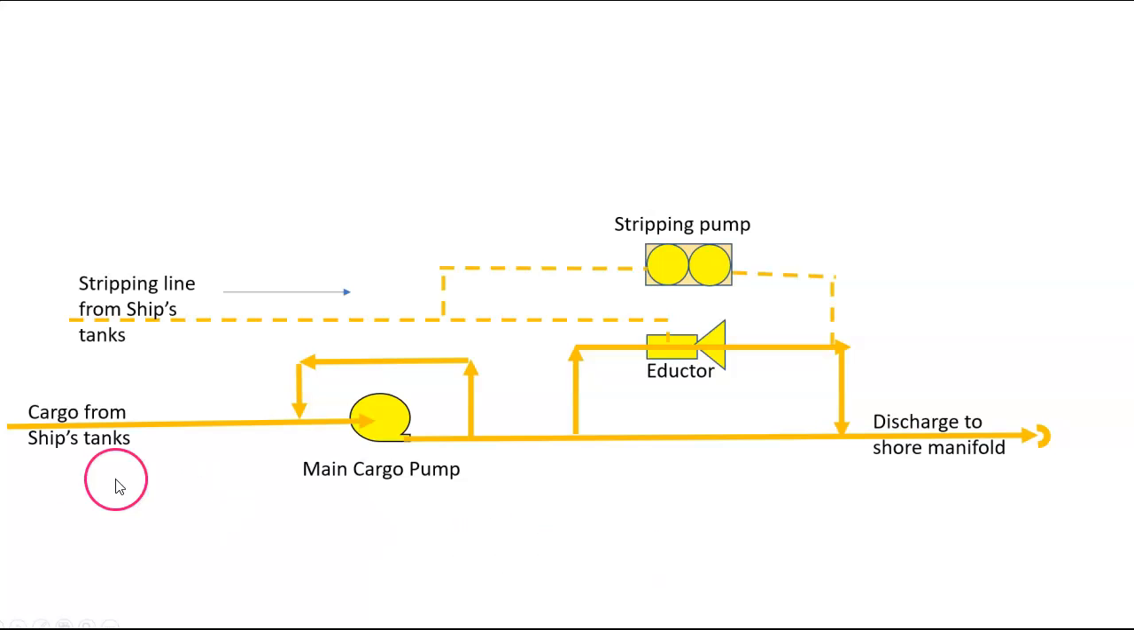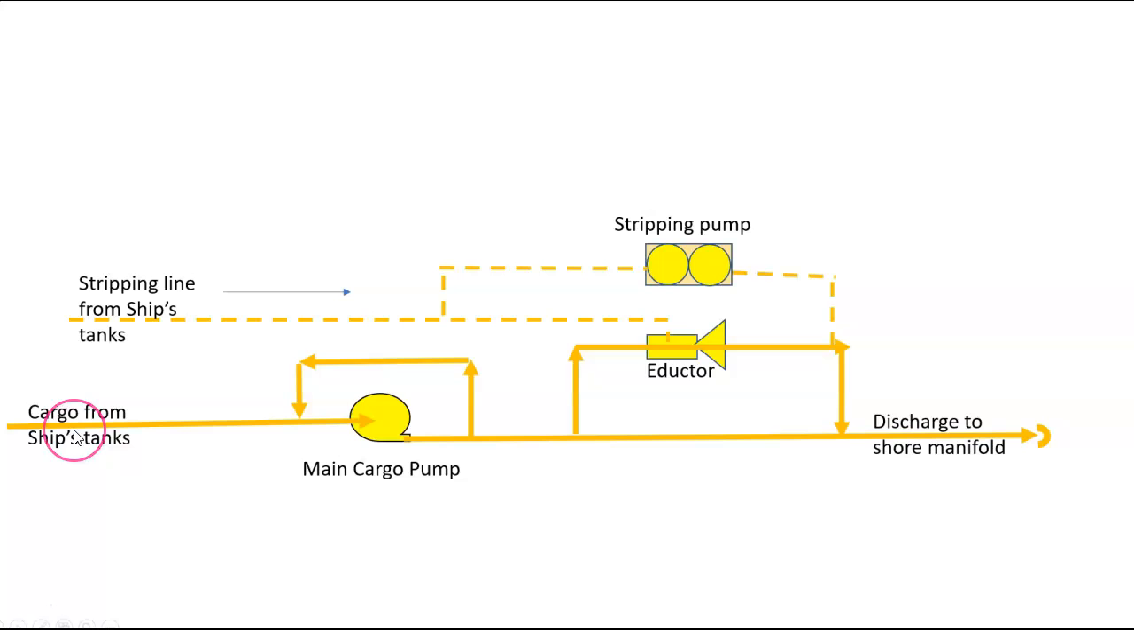Well, we need the stripping line. So in comes the stripping line. Now the stripping line, I want it to be able to draw a vacuum using the eductor, or I want it to be able to draw a vacuum using the stripping pump, and it's all going to be discharged ashore.